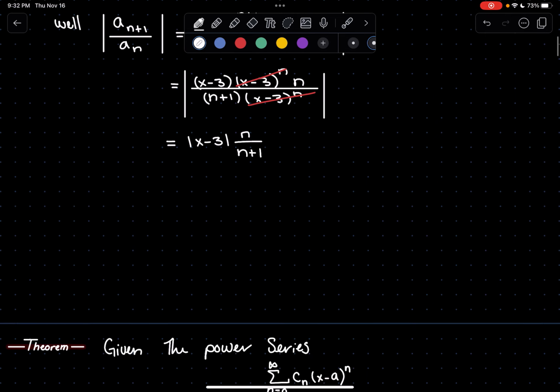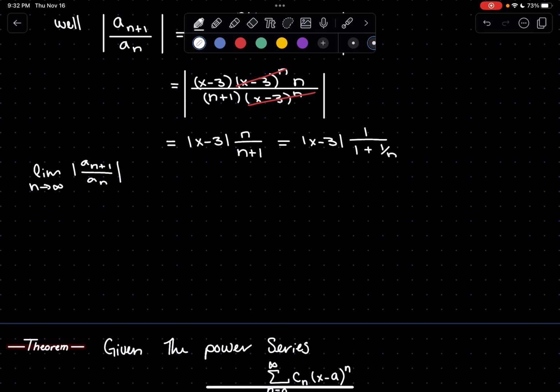Well, we want to figure out, let's see, what the limit of this is. So there's a couple different ways we could figure out the limit as n approaches infinity of the absolute value of a n plus 1 over a n, right? I could rewrite this guy up here. Let's rewrite this as x minus 3 times, if I multiply the top and the bottom by 1 over n, right, I get 1 over 1 plus 1 over n.